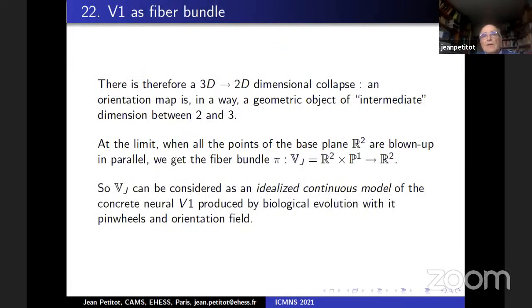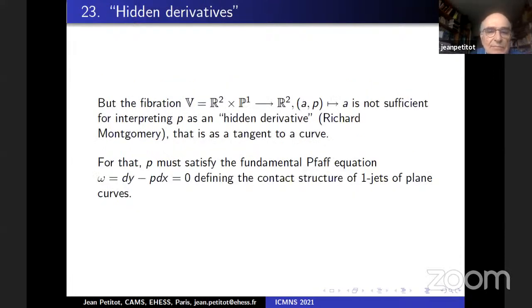So there is therefore a 3D to 2D, two-dimensional collapse. An orientation map is in a way a geometric object of intermediate dimension between 2 and 3. And at the limit, when all the points of the base plane R2 are blown up in parallel, we get the fiber bundle VG, R2 cross P1 over R2. And so VG can be considered as an idealized continuous model of the concrete neural V1 produced by biological evolution, with its pinwheels and orientation fields.